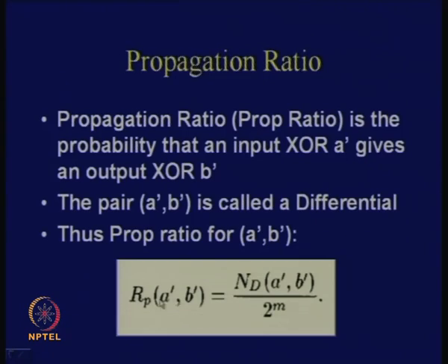Now what is the prop ratio? It is this divided by 2 power m, where 2 power m is the number of possible inputs that you can provide. So you can obtain similar kinds of probabilities, and that we may refer to as the propagation ratio, or the prop ratio. You can appreciate the fact that there are some values for which the propagation ratio will be equal to 0 because they never occur.